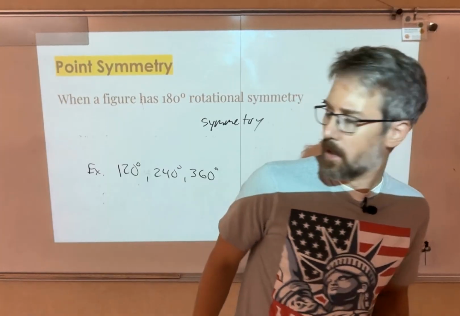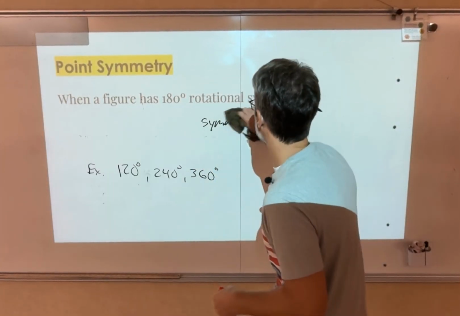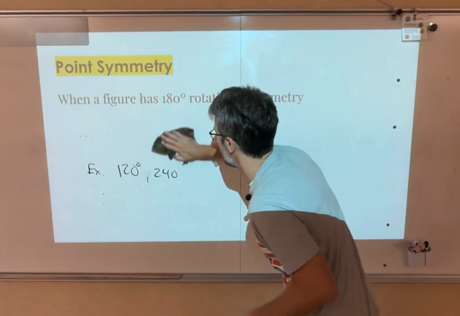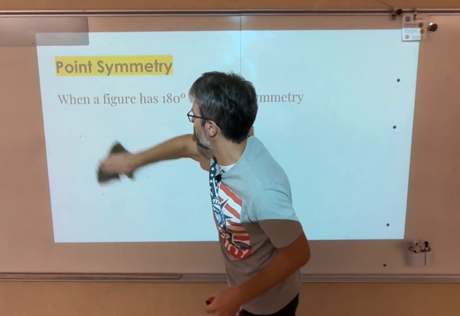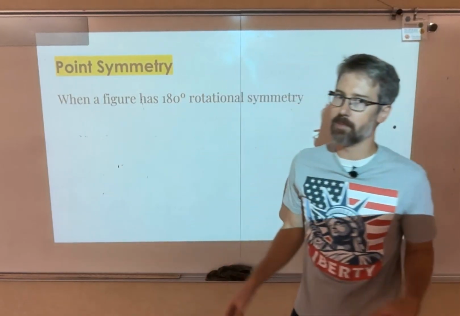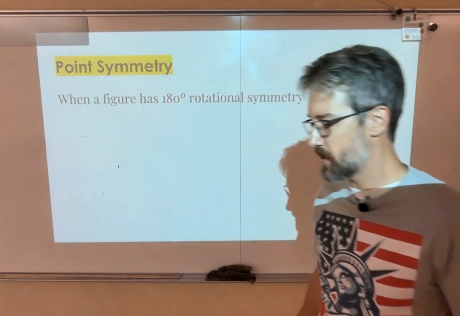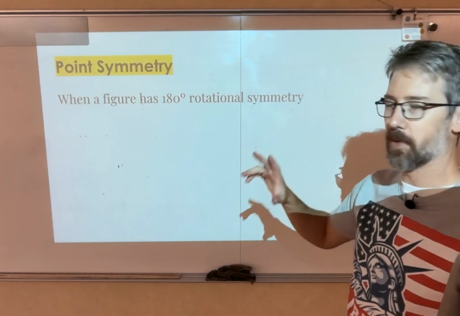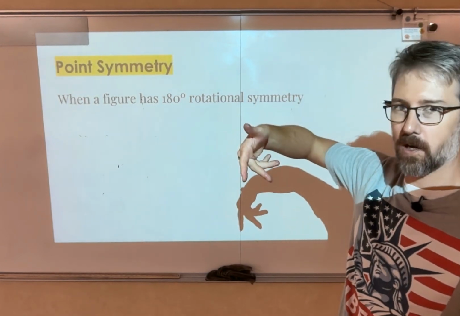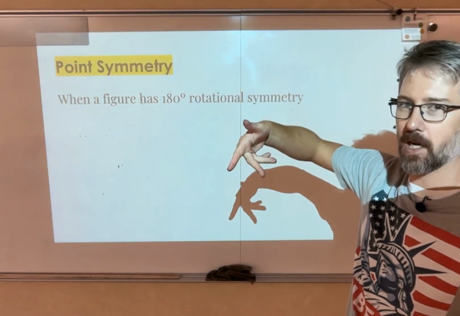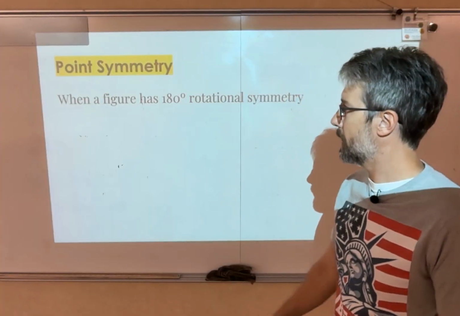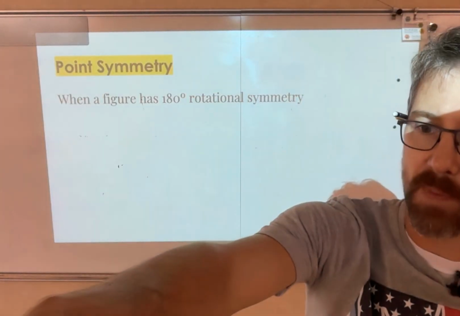Okay. Point symmetry. Point symmetry is when a figure has 180 degree rotational symmetry. It's a special kind of symmetry, a really common one, where if you flip it 180 degrees, so you flip it kind of upside down, it maps back onto itself.